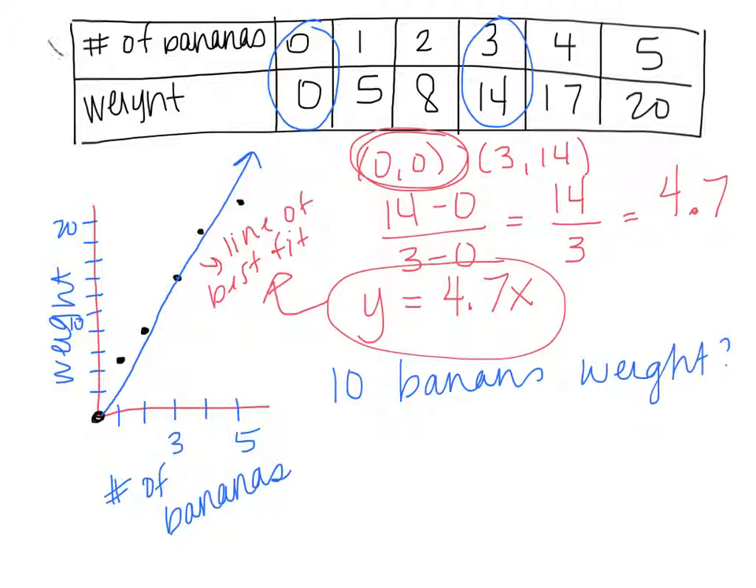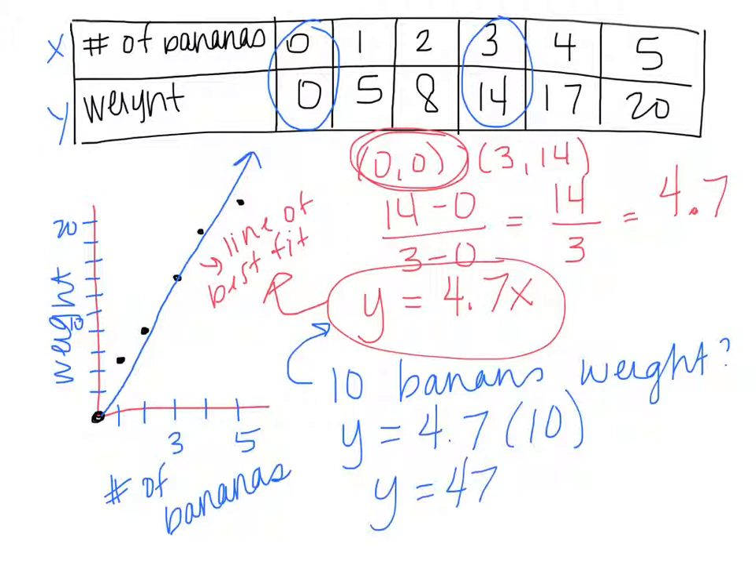So if we look here, we said that number of bananas was X and weight was Y. So I'm going to take the equation that we created and plug in 10 for X. So Y equals 4.7 times 10, and we end up getting Y equals 47 pounds. So 10 bananas would weigh around 47 ounces. Sorry, not pounds. We're going to do ounces. That wouldn't make sense. So 47 ounces.